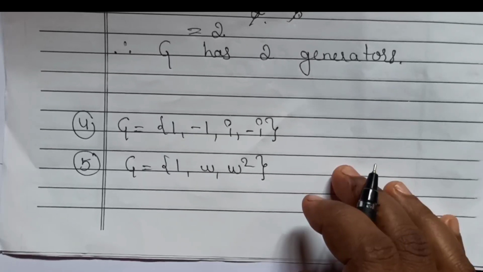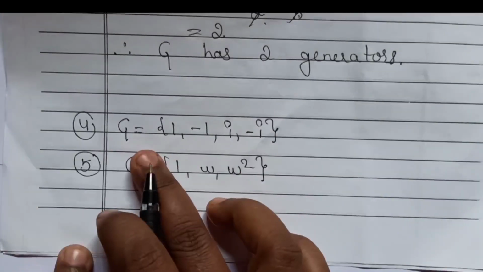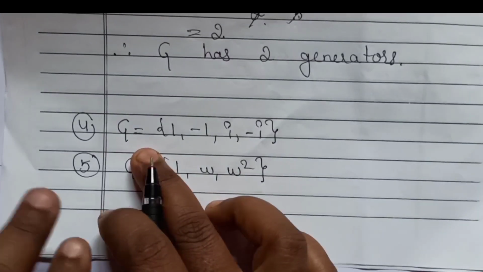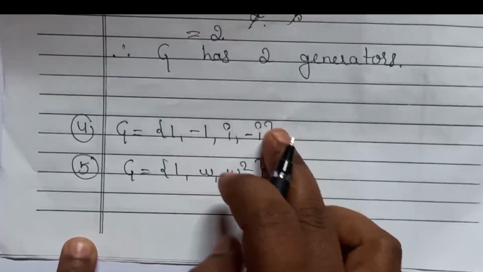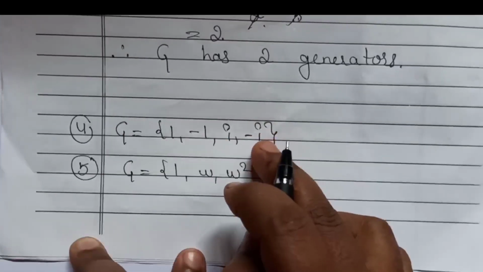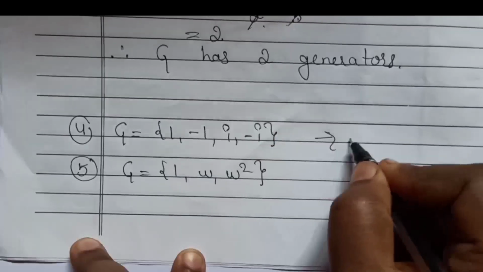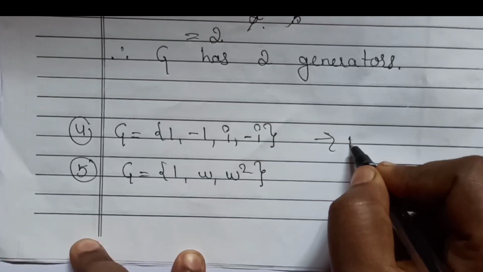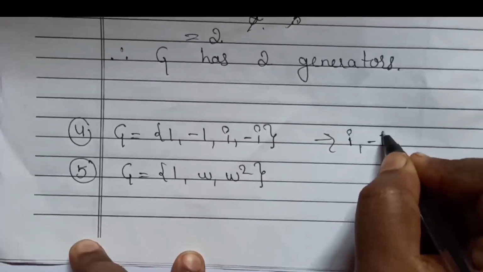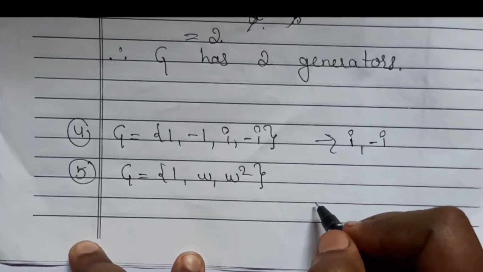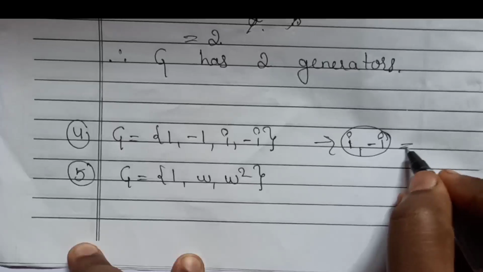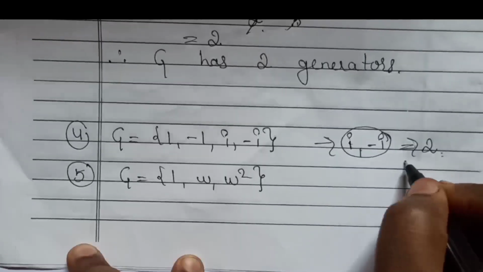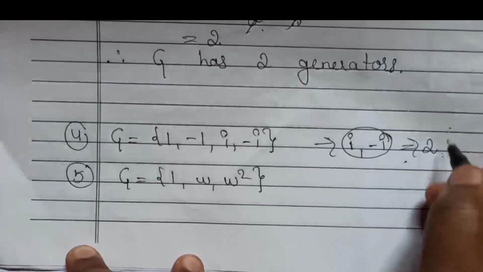So by using the same method you find the number of generators in this group G equals {1, -1, i, -i}. You have already seen that there exist two generators, i and minus i, in the starting examples. So by using the formula again you will get 2 generators. Okay, you try yourself by using the formula phi of n.